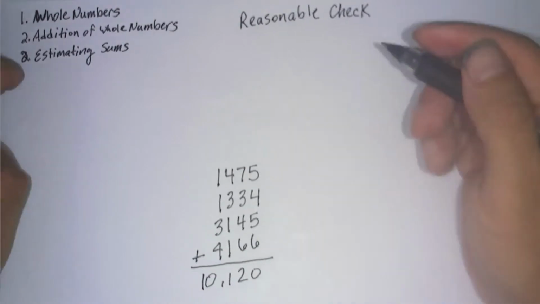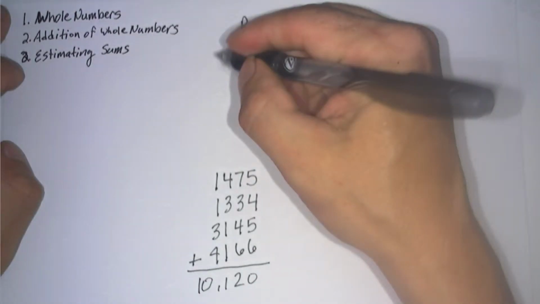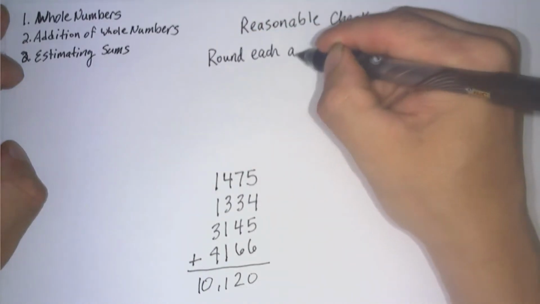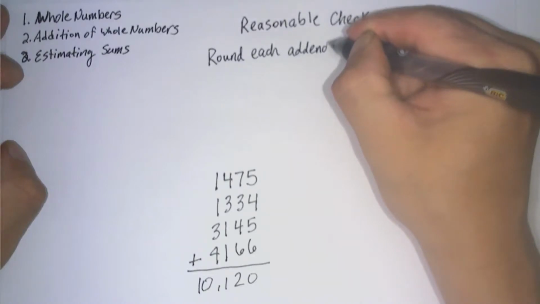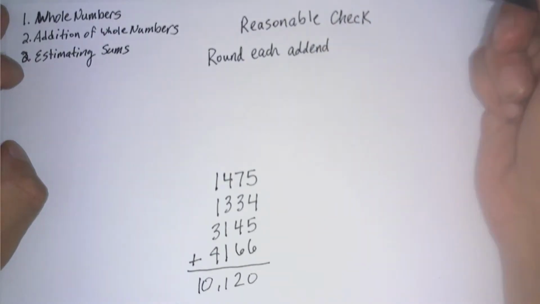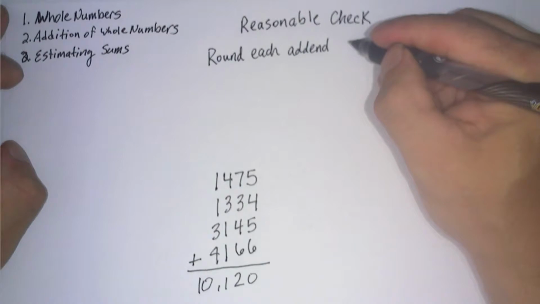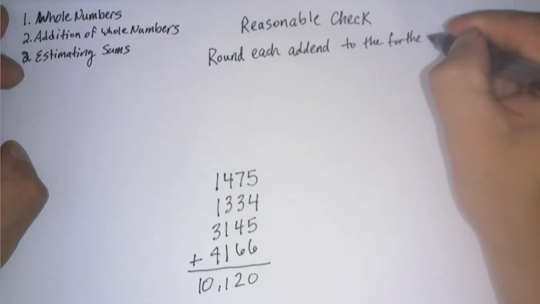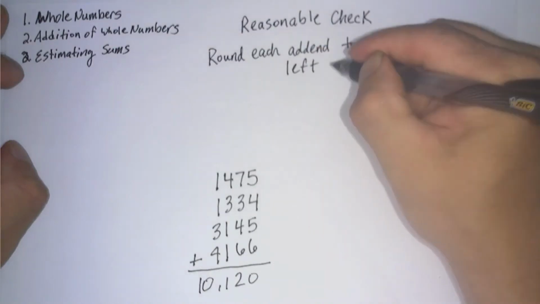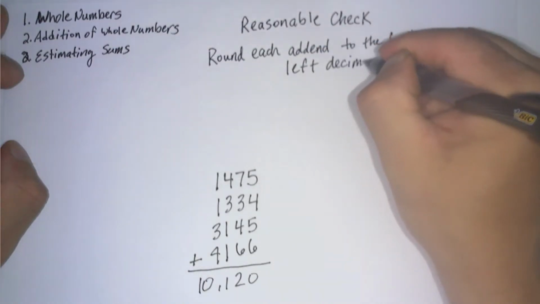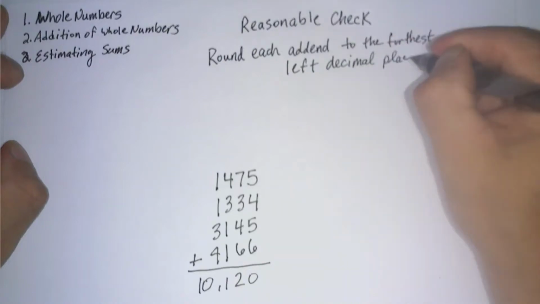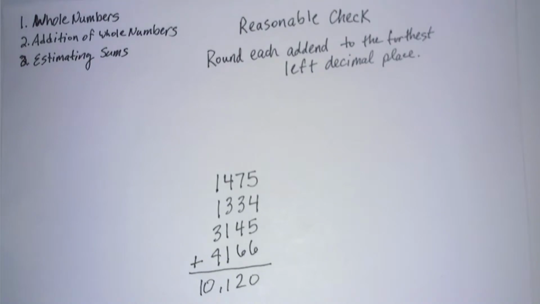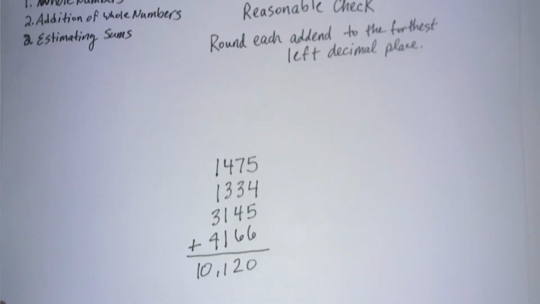And when we estimate, what we do is we round each addend. And what is an addend? An addend is things we add. That's an addend, to the furthest left place. And if you remember in one of the previous lectures, we discussed rounding whole numbers, and we're going to round these the same exact way.